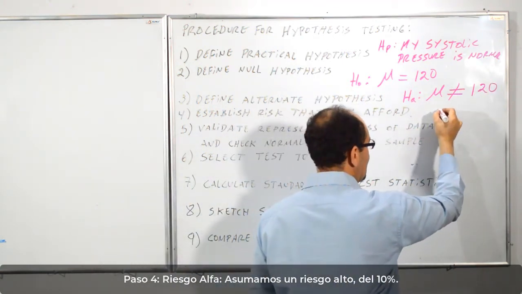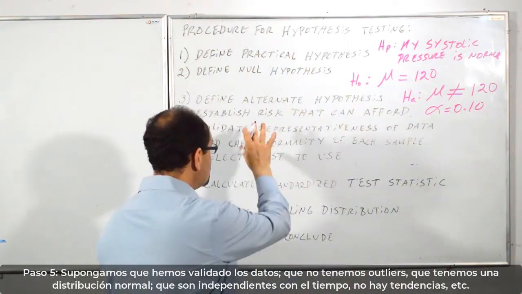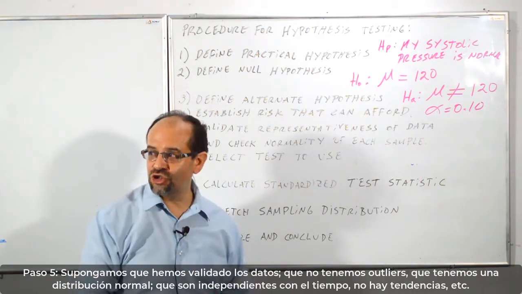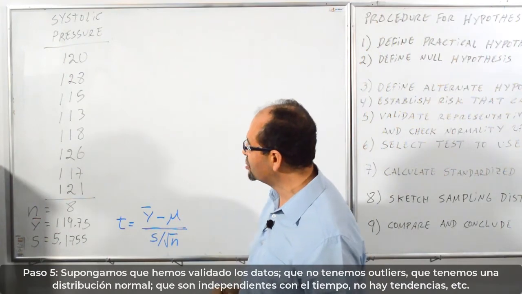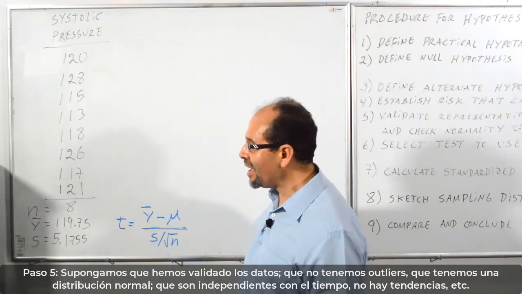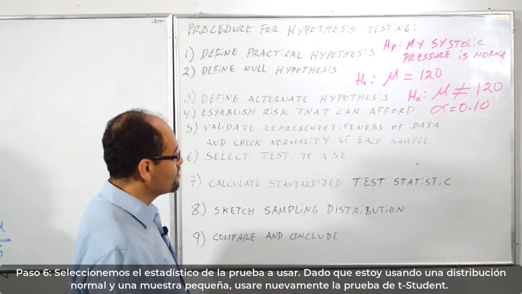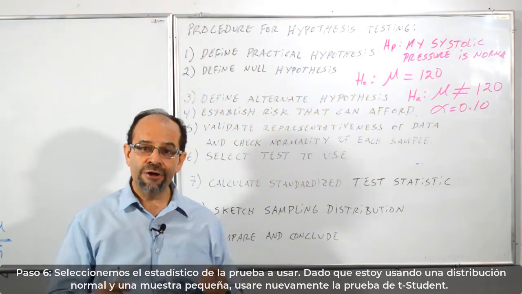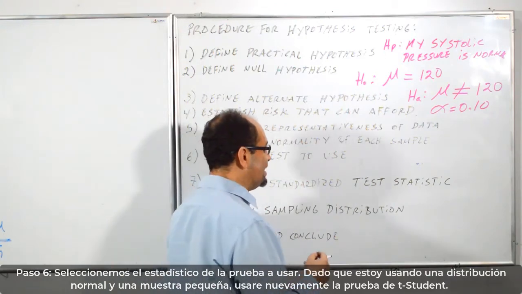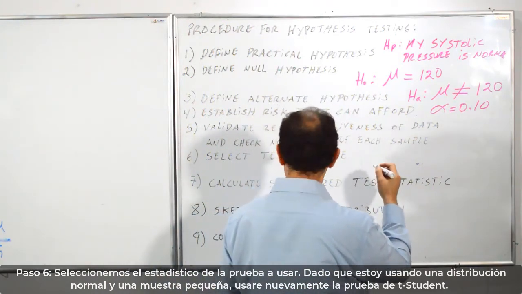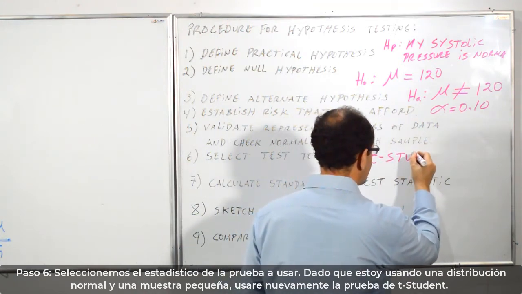Alpha risk, let's say that this is the same, high alpha, 10%. I'm assuming that I have validated the data, that I don't have outliers, that we have a normal distribution, that the data are independent over time, that I don't have trends and so on. Now select the test to use. Since I'm using a normal distribution and a small sample, I will use again the t-student test.